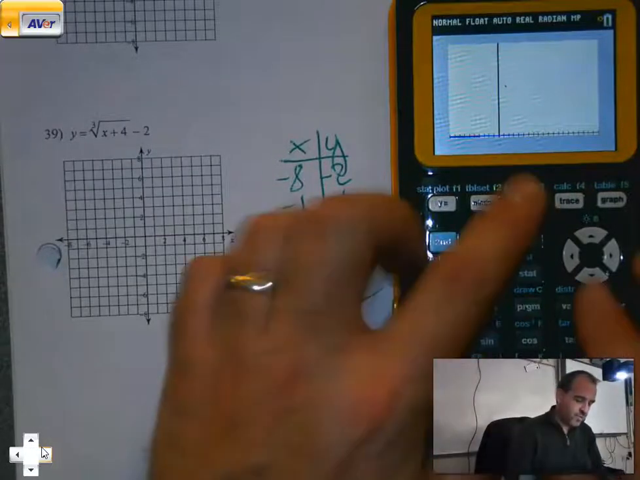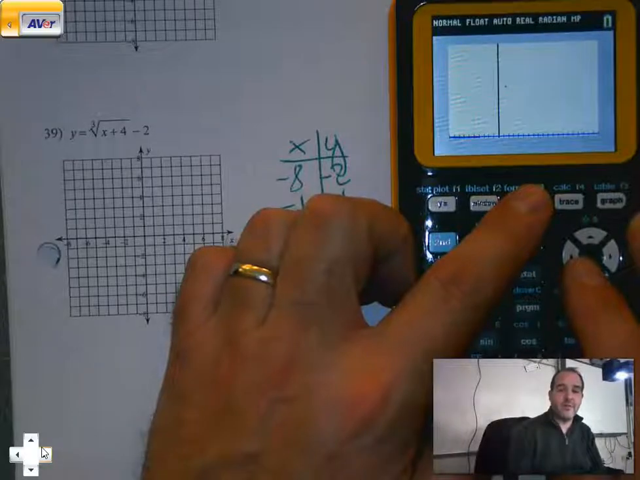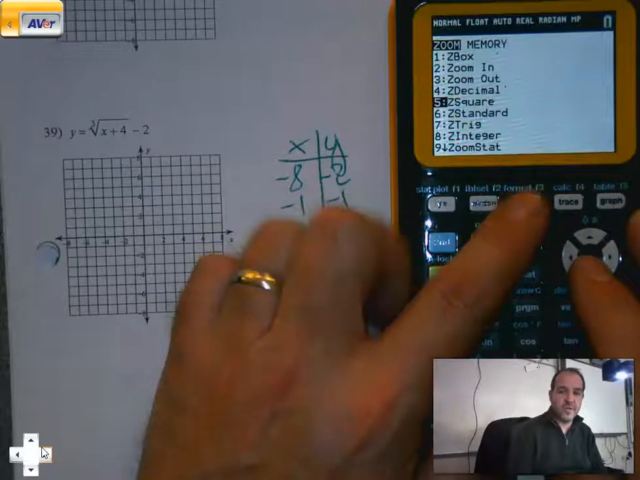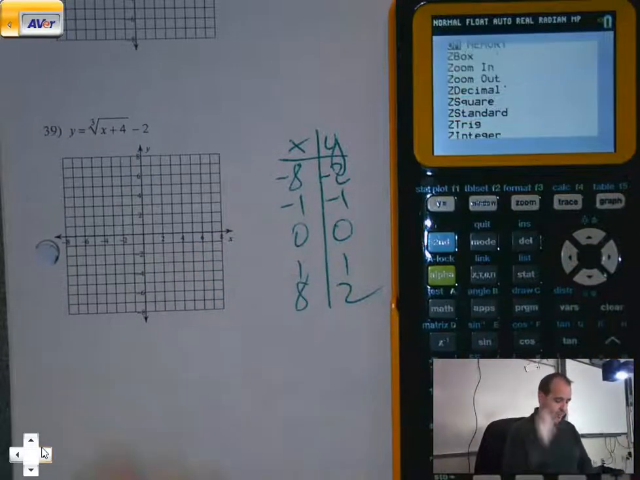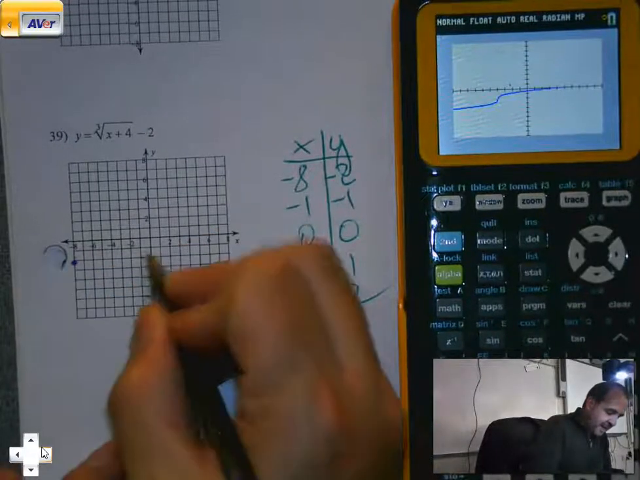So, got to get my zoom fixed here. You're like, hey, what if my calculator's jacked up like this sometime? It happens. We just want to go to number 6 under zoom here at the top, zoom standard. That'll get me back to a normal 10 by 10. So I make my little tiny dots.